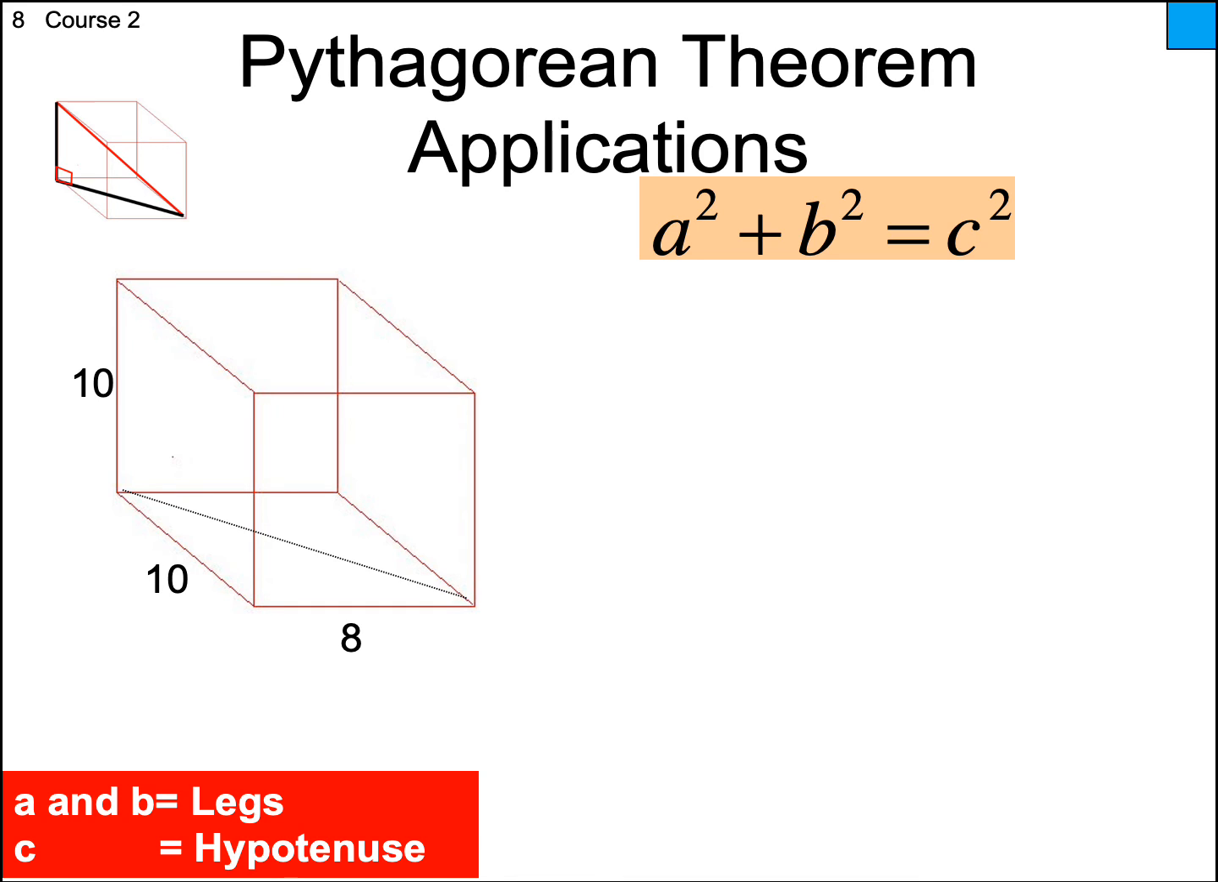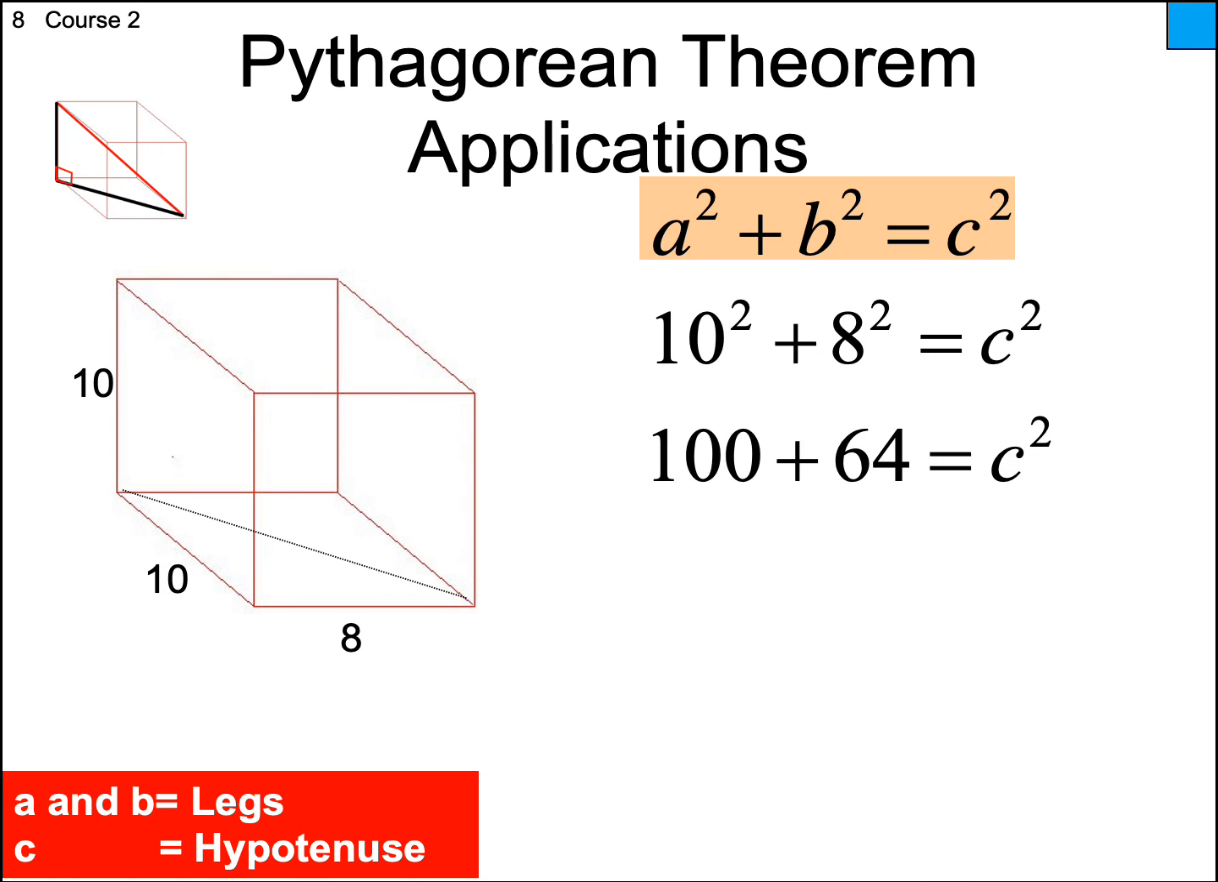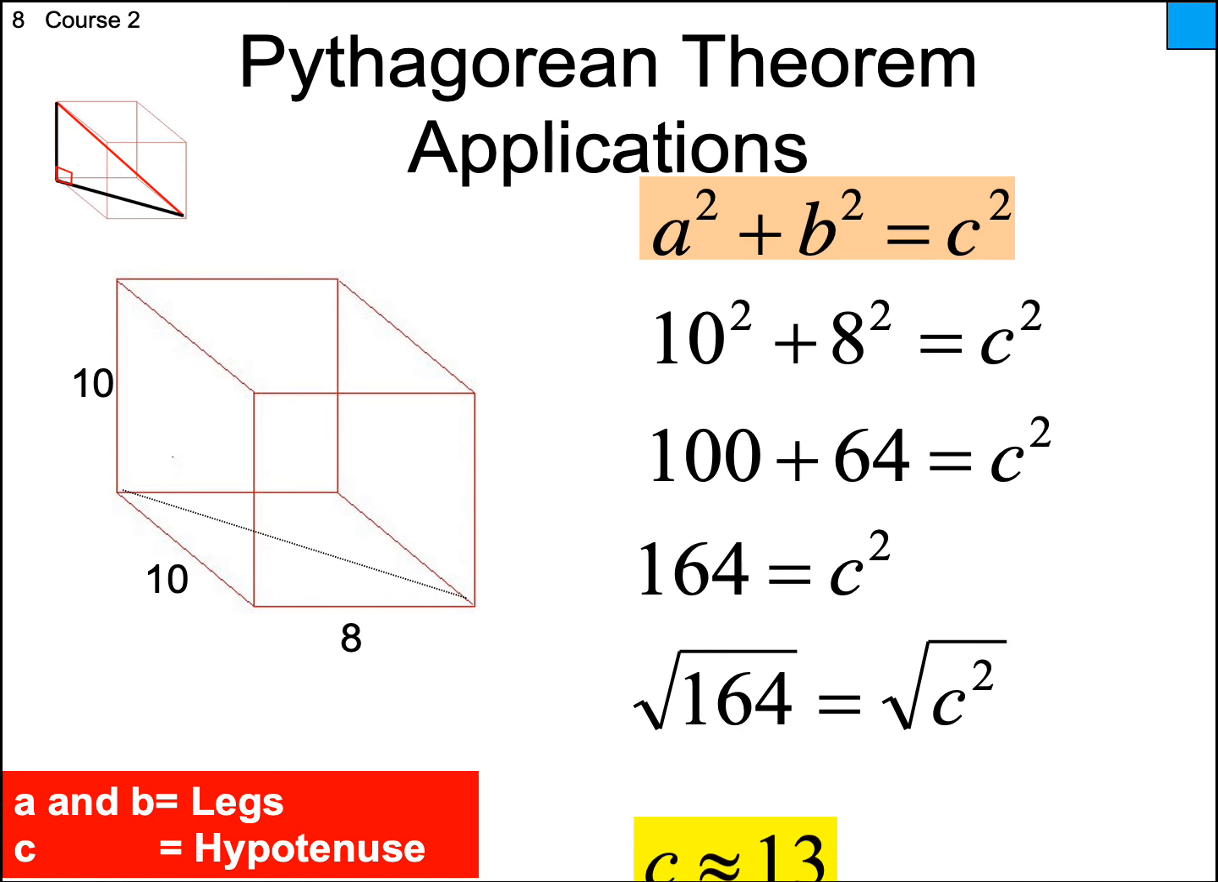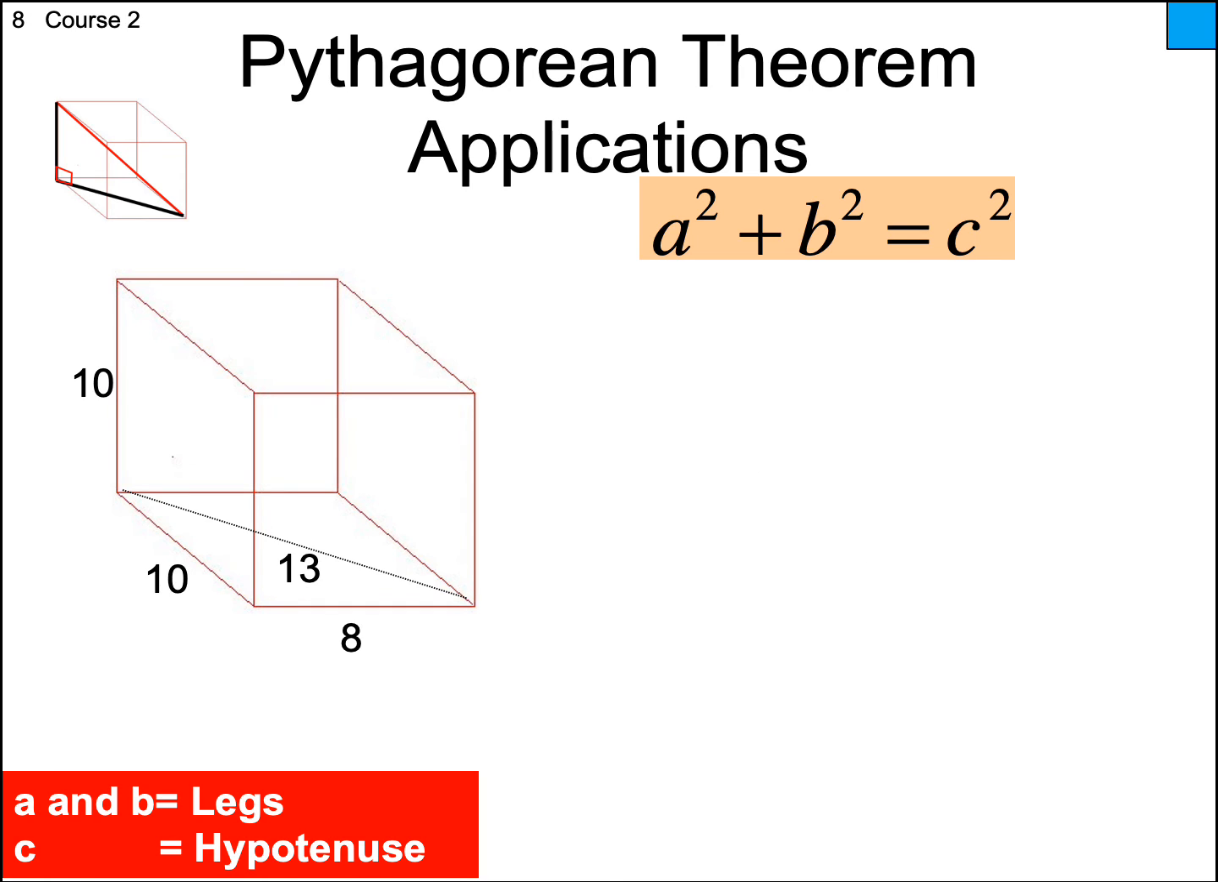Okay? It's got side lengths of, or legs of 10 and 8. So we throw 10 and 8 in the Pythagorean theorem for the legs and calculate the hypotenuse. That would be 100 plus 64. See where I'm getting those numbers from? So that's 164. The square root of 164 is about 13. So that diagonal there on the bottom is about 13.